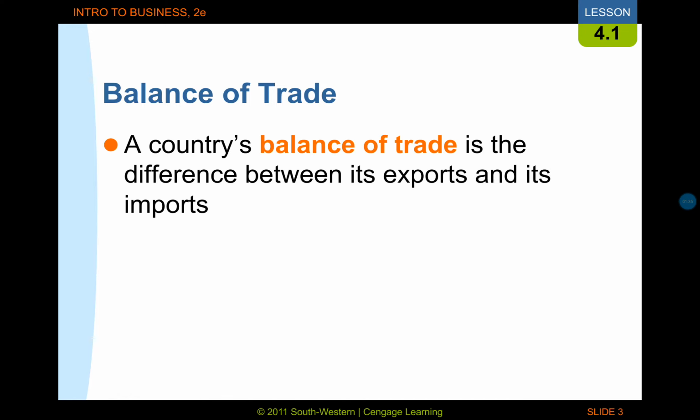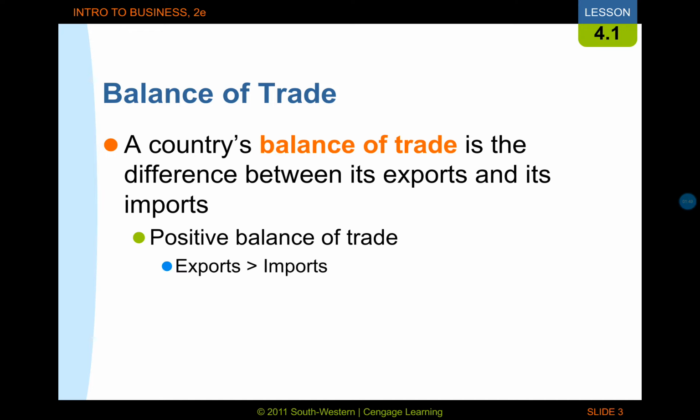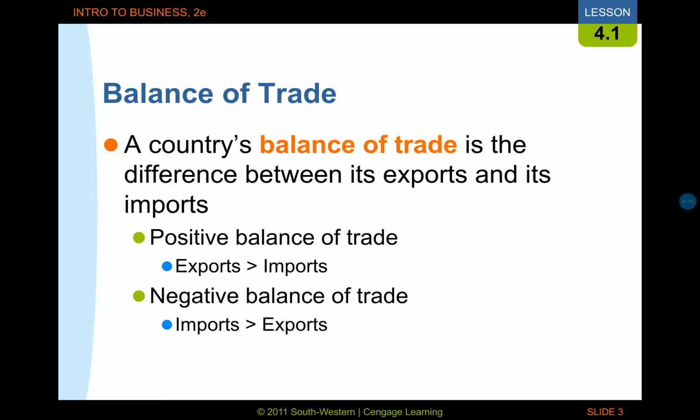A country's balance of trade is the difference between its exports and its imports. A positive balance of trade is when your exports are greater than your imports. And a negative balance of trade would be when your imports are greater than your exports.